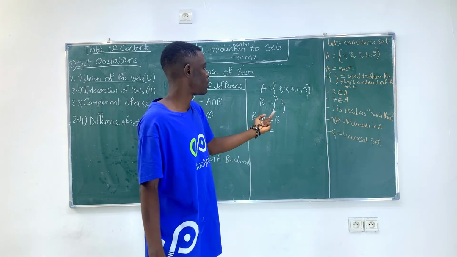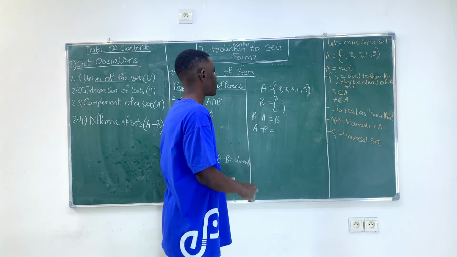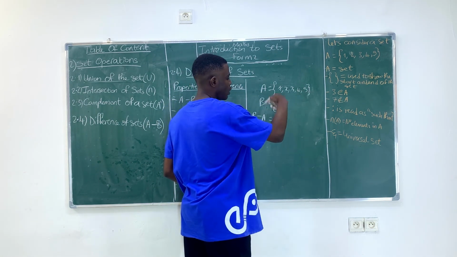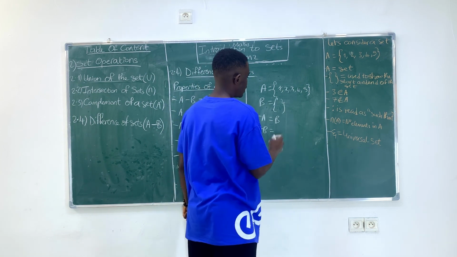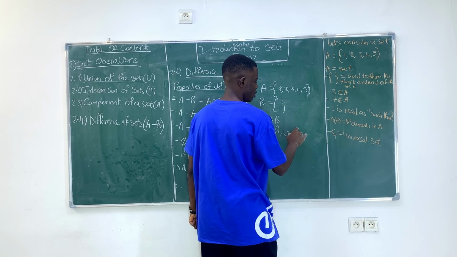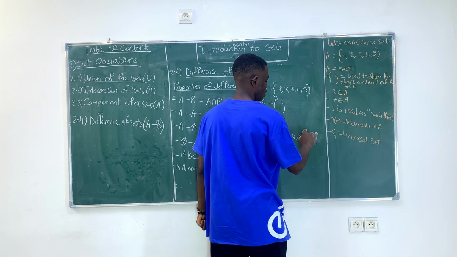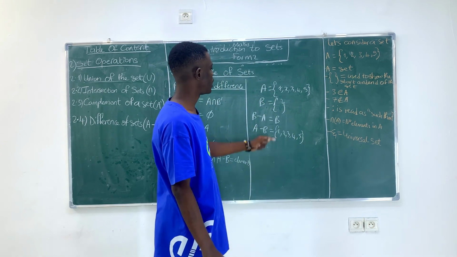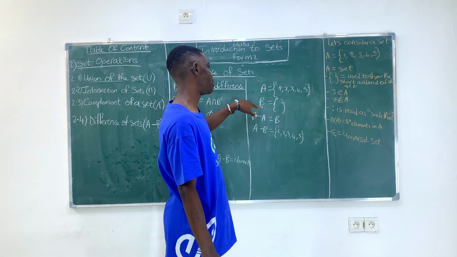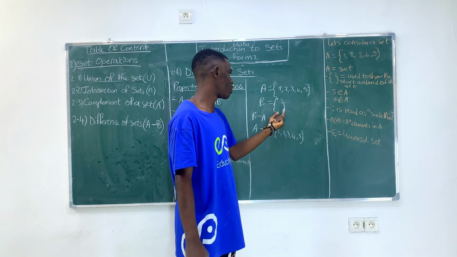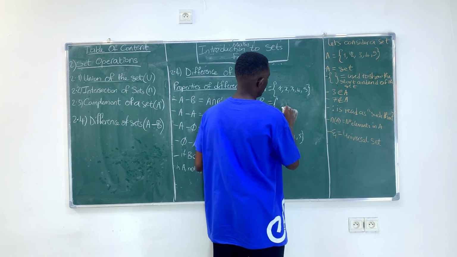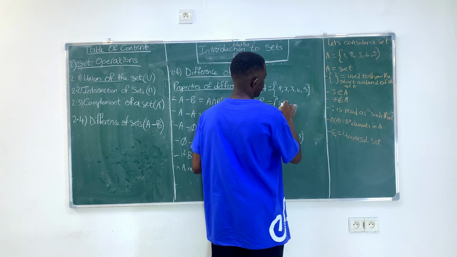In this case, what is B? B is an empty set. So A minus B will be elements of A which are not found in B. In this case, elements of A which are not found in B is everything. You see here, elements of A is 1, 2, 3, 4, and 5. Elements of A which are not found in B is the same 1, 2, 3, 4, and 5 because B is empty. So if our B was not empty, if our B was 2, 3, 4.